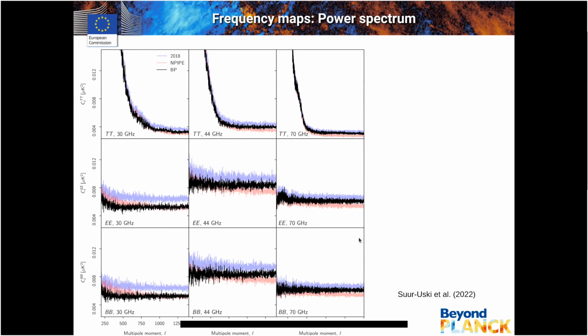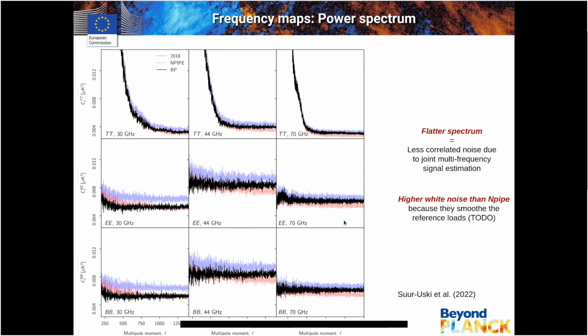But our spectra are flatter than NPipe, however. You can see NPipe has a slight slope, and we think that that's because we have less correlated noise in our maps because of this joint multi-frequency signal estimation. But we have higher white noise, as I mentioned.